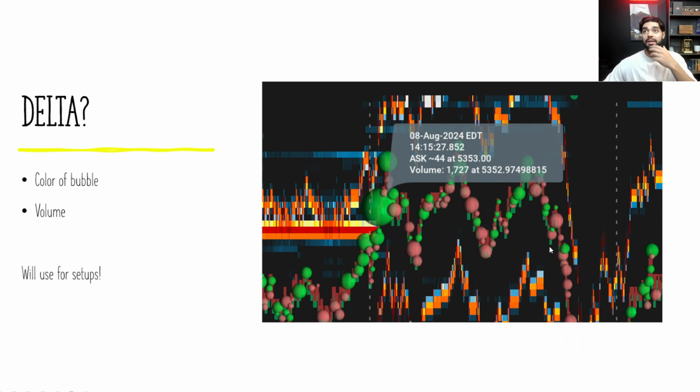Now, the delta is a big number that I talk about a lot. We're going to get a little bit deeper into it when it comes to the footprint chart. But all the delta is giving us is, for whatever time frame you're looking at, you can change it to whatever you want, I use the 5 minute in my opinion.